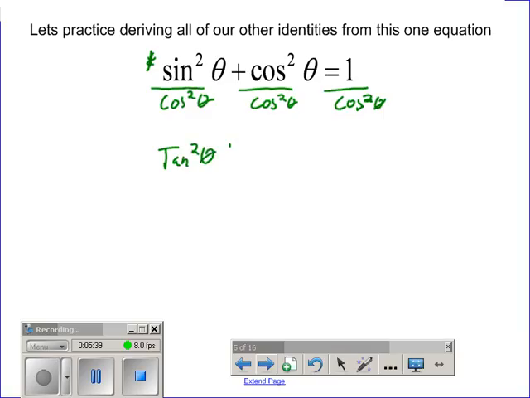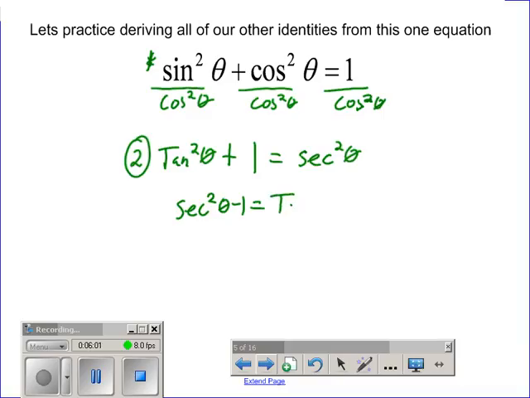Cosine divided by cosine, plus 1, equals secant squared theta. Okay, this is another one you need to know. That's the second one, and you've got to be able to manipulate it. Like if I say secant squared theta minus 1, I need you to understand that that equals tangent squared theta.